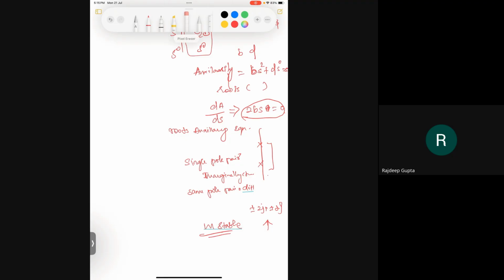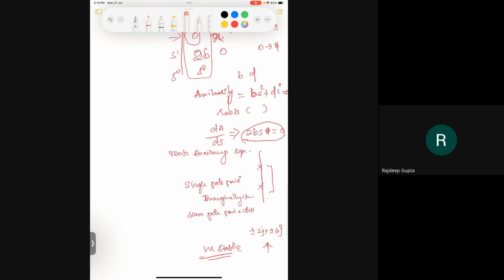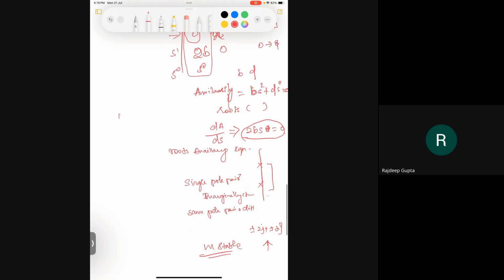One doubt, ma'am. If the poles of the auxiliary equation are plus minus 2j, we can say it is marginally stable. But after calculating the rest of the poles, if we see that there are again the same poles, then the overall system is unstable. Yeah, I'm saying in the auxiliary equation, we got b s square plus d. Since the overall degree is 2, you will get a maximum of 2 pole pairs, right?